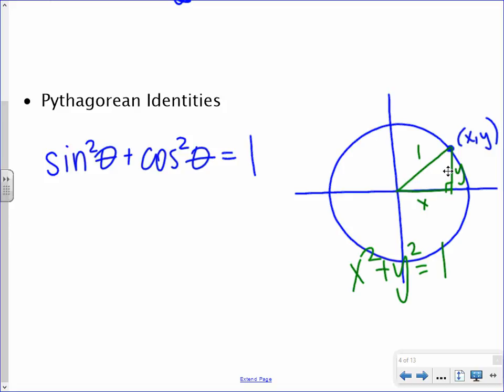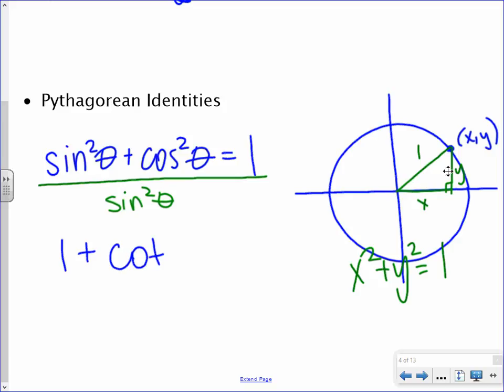Okay? Now, don't write this down. What I write in green, you're not writing down. If I divide everything by sine squared, what is sine squared divided by sine squared? Okay. What about cosine squared over sine squared? What's cosine over sine? Cotangent. And what is 1 over sine squared going to be the same as? Cosecant squared. So please write that identity down.